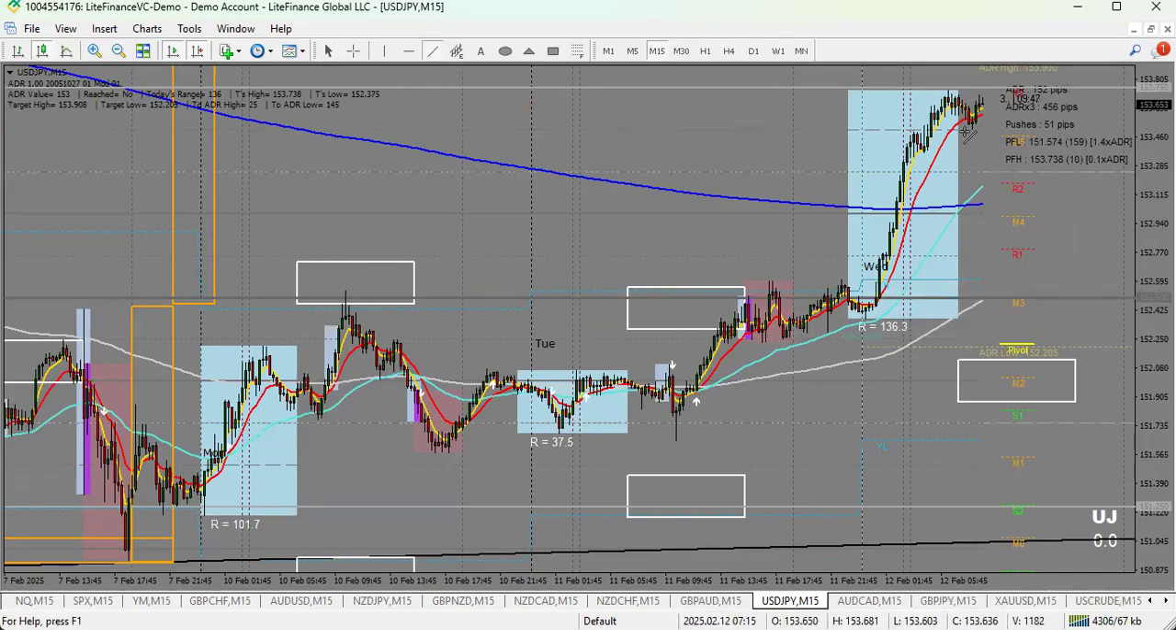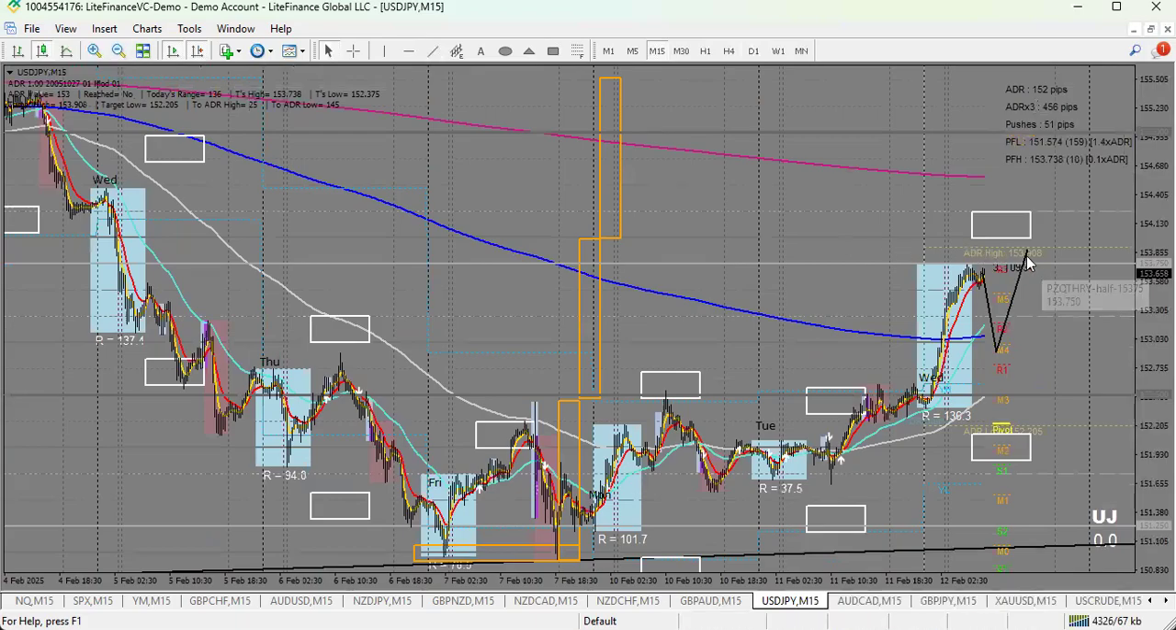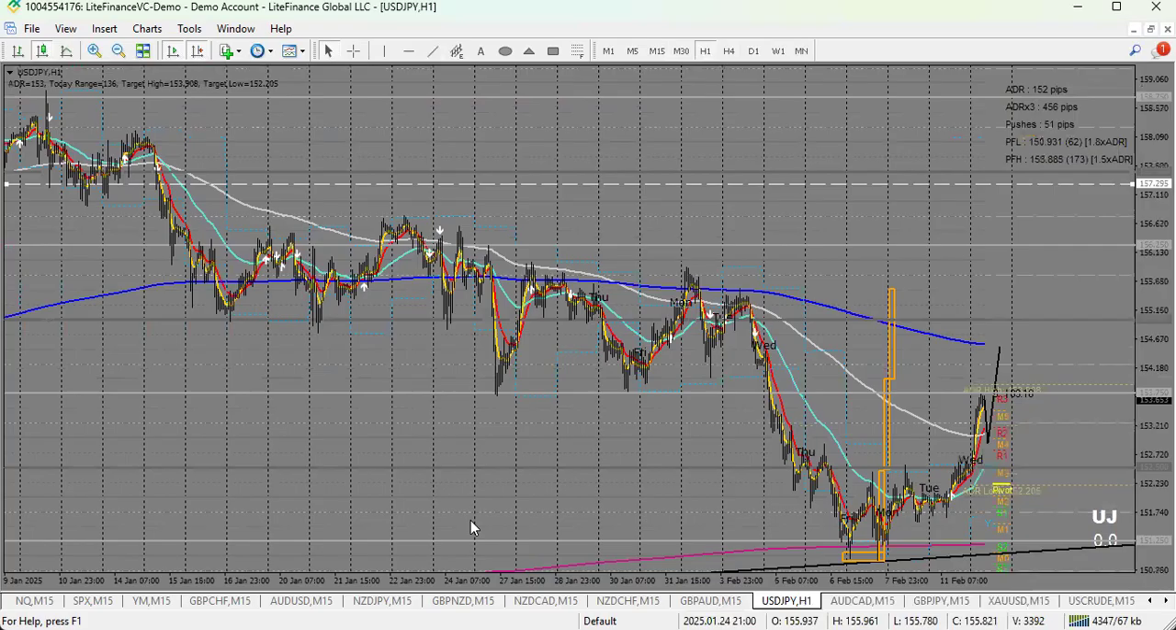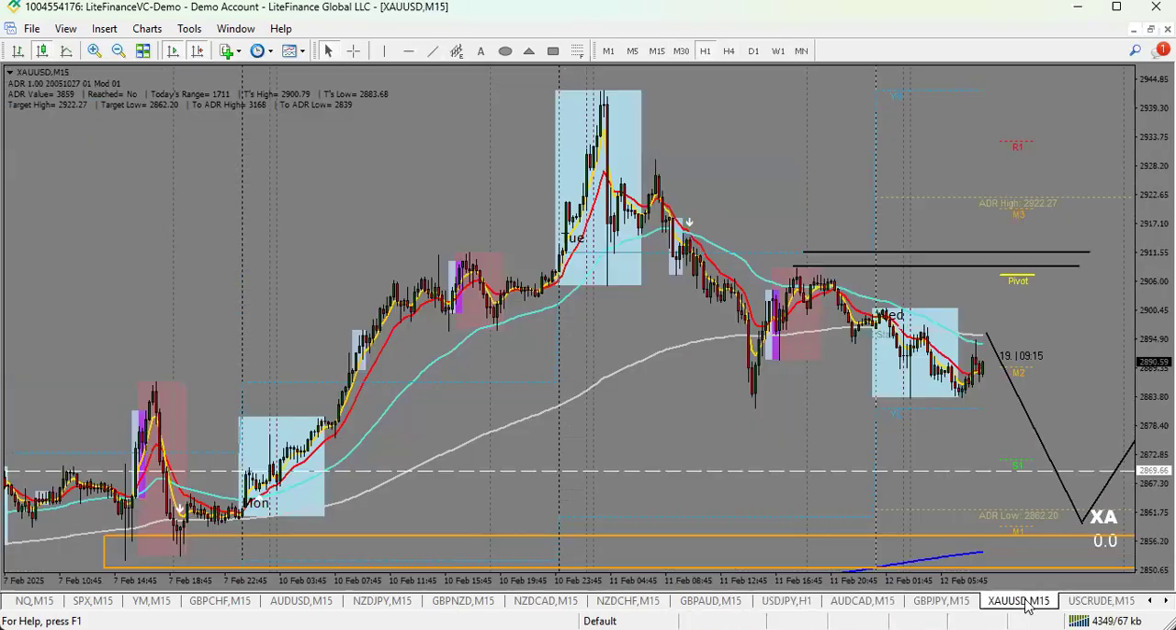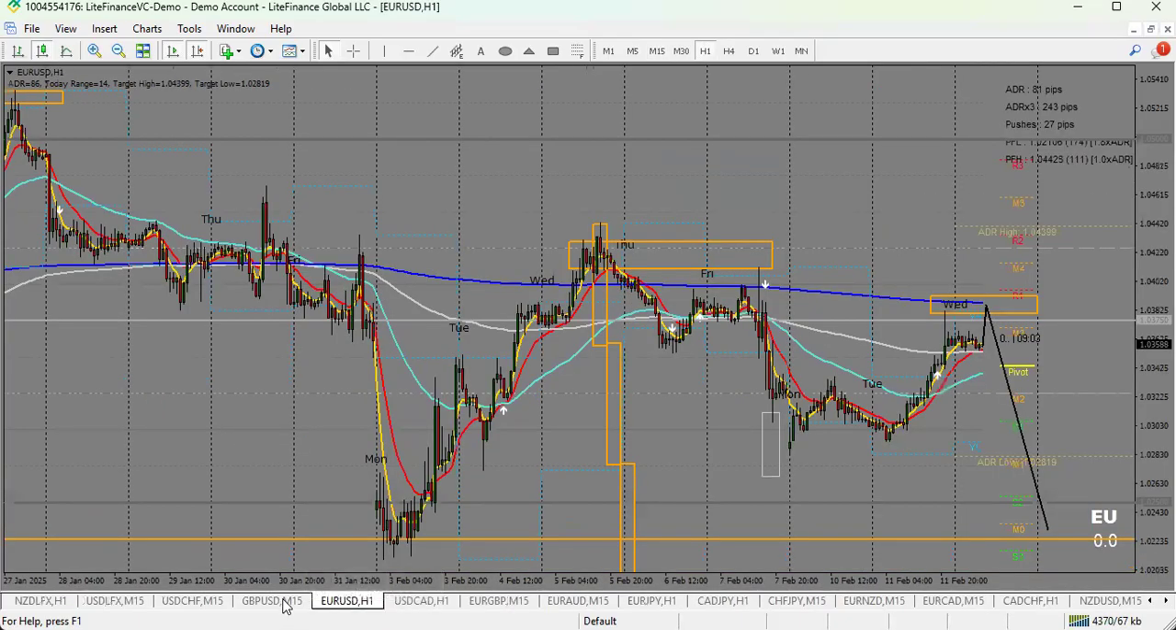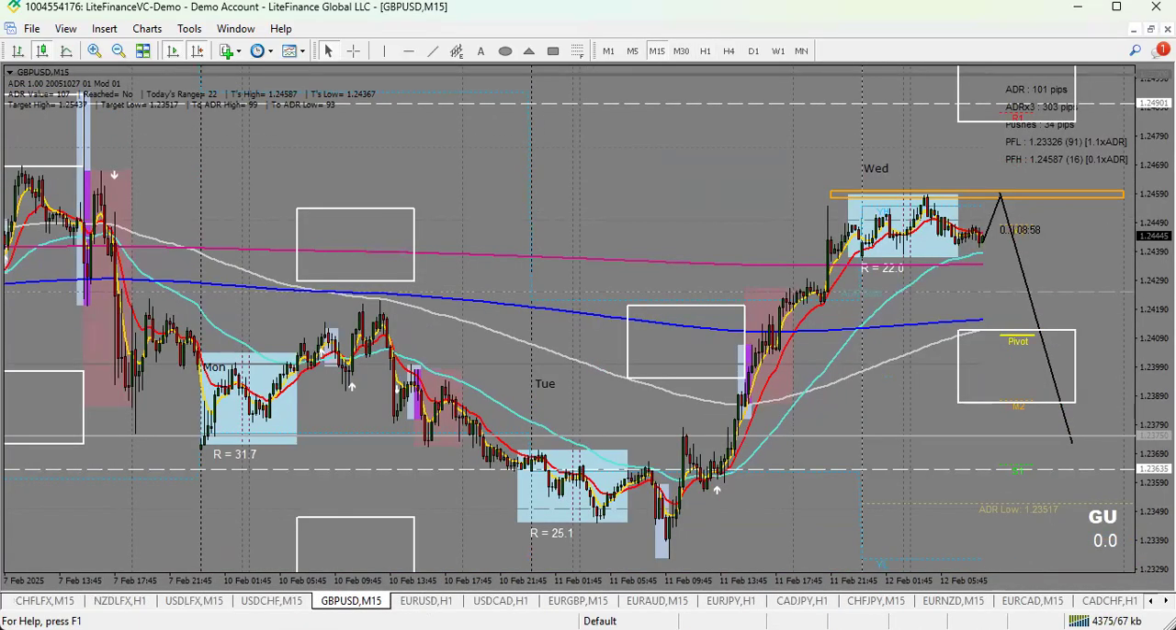So this pair needs to give me a very good retracement for me to take it as a buy trade during the CPI news release. So unless it gives me this retracement, I'll just stick to other pairs. So you can see our anticipation here. We're expecting a sell on gold, a buy on USD. Let's look at these two here. A sell on Euro USD, a sell on GBP USD.